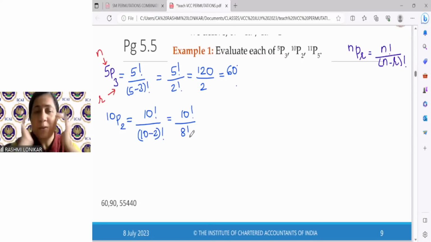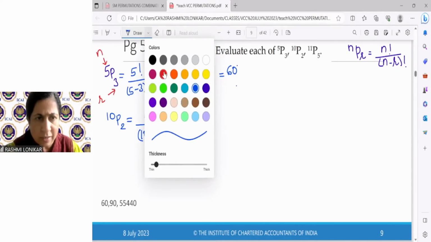Now what do I do? I don't know 10 factorial. And what if I make a mistake? So what does the golden rule say? That write the numbers, okay? Expand it, write it properly. So this is the golden rule now. Golden rule says, write it down, okay?